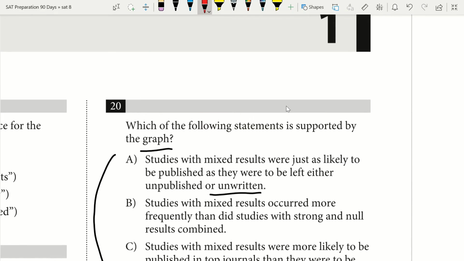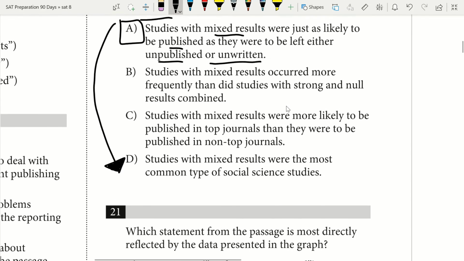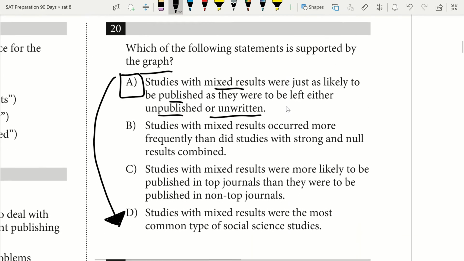Okay, so in this case, we have 20. Answer there is going to be A, and I'll put it in black so you can see that it's not in red, because sometimes people think red means the wrong answer. So we have option A is our correct answer. Studies with mixed results are just as likely to be published as they were to be left unpublished or unwritten. Okay, that one's factually correct. Next up, we want to go down to 21, and just another quick side note on question 20.